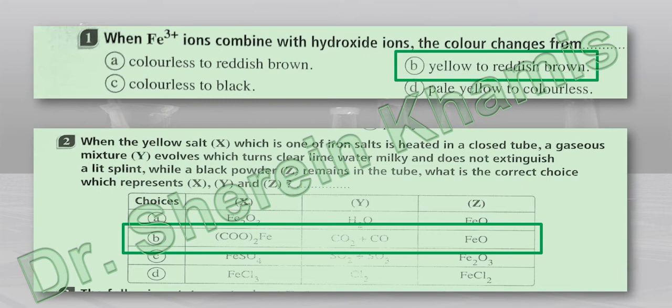Here we have number B: X will be iron oxalate, and Y will be the result that makes lime water milky or turbid, carbon dioxide and carbon monoxide. The last one will be iron 2 oxide. I think it's an easy question. Let's go to another question.